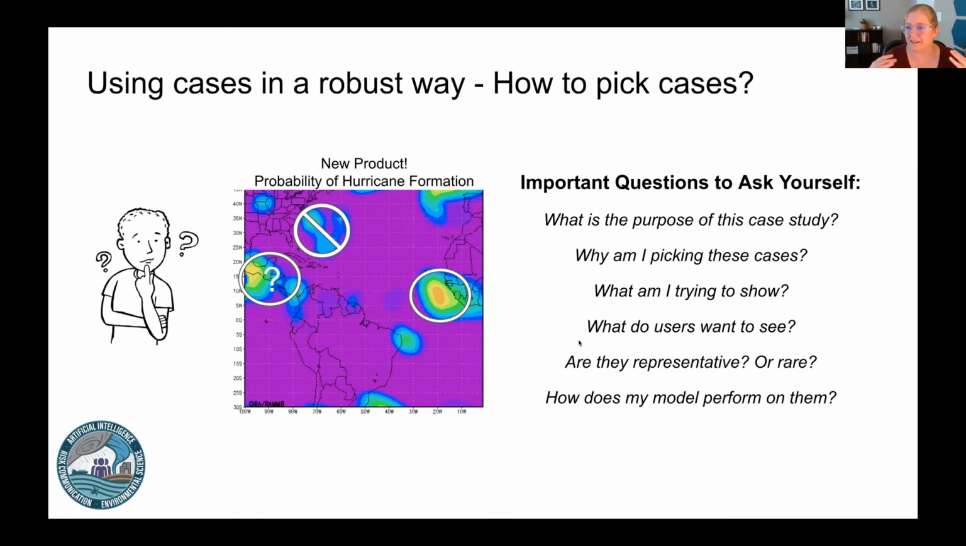So I'm going to drill down a little bit closer to the size of samples where we really can't compute verification statistics very well anymore. And this is single case studies.